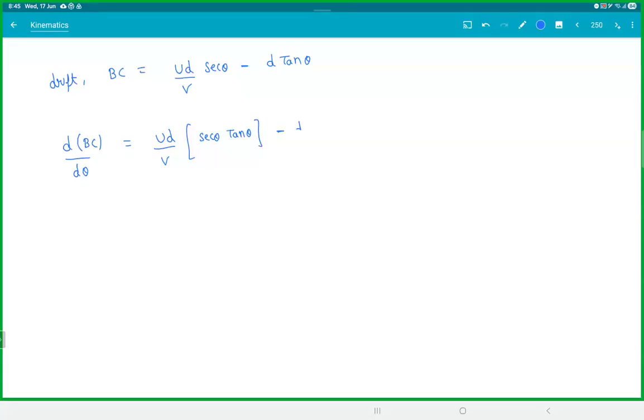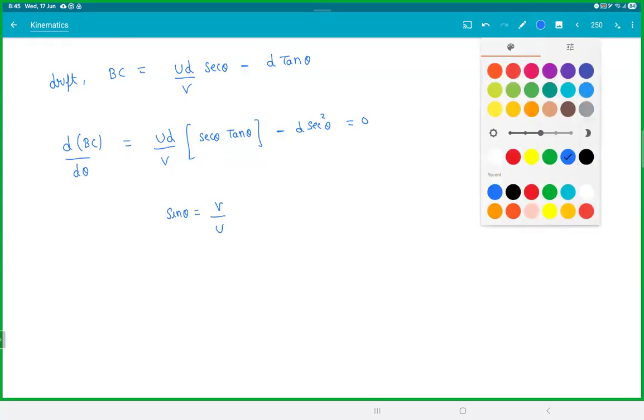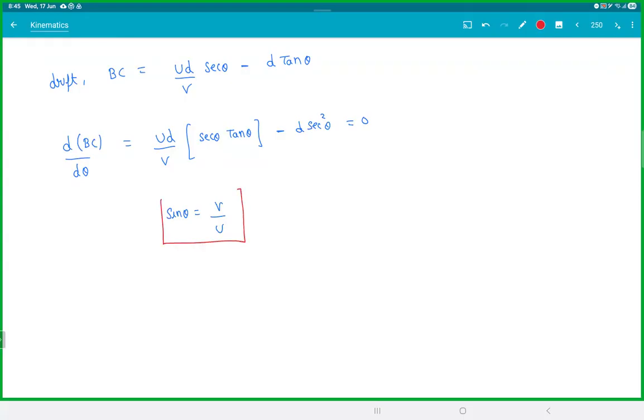And the differential of D sec square theta is equal to 0. If you solve this, you end up with sine theta is equal to V by U. You get a pretty good answer. If you see case 1, it was U by V. Here it is V by U. So it's easy to remember actually, the opposite of case 2. If you swim with this speed, you'll have minimum drift.